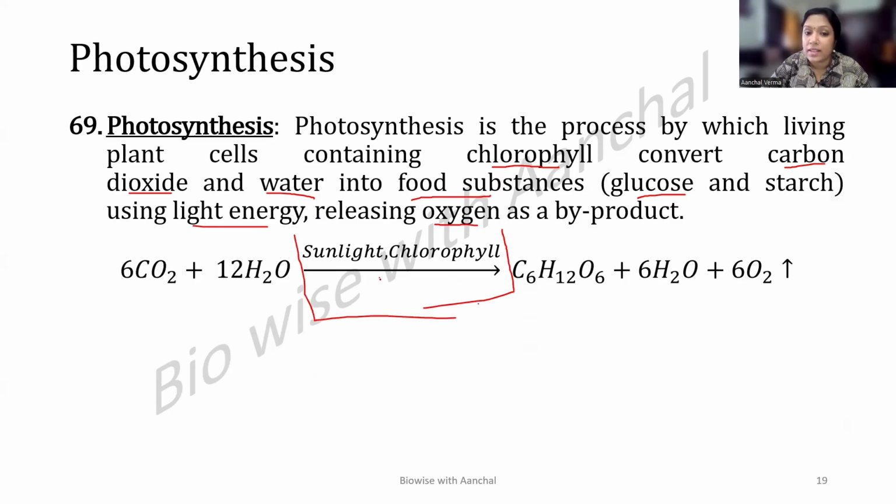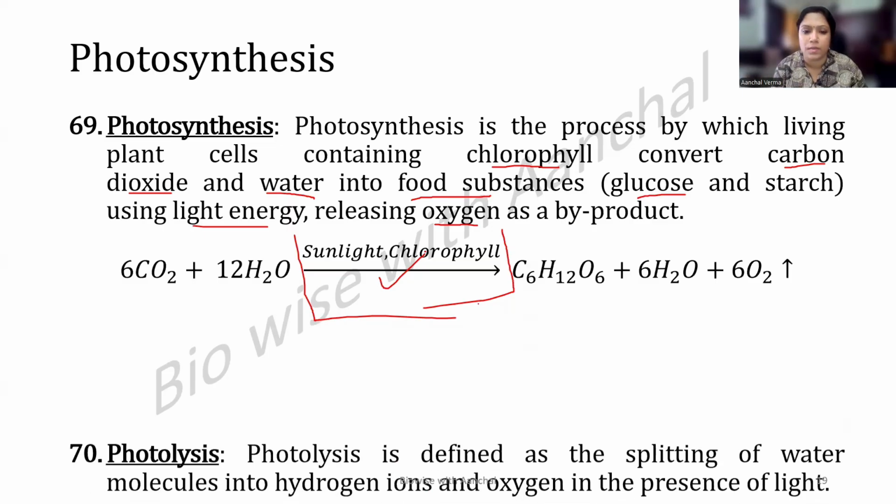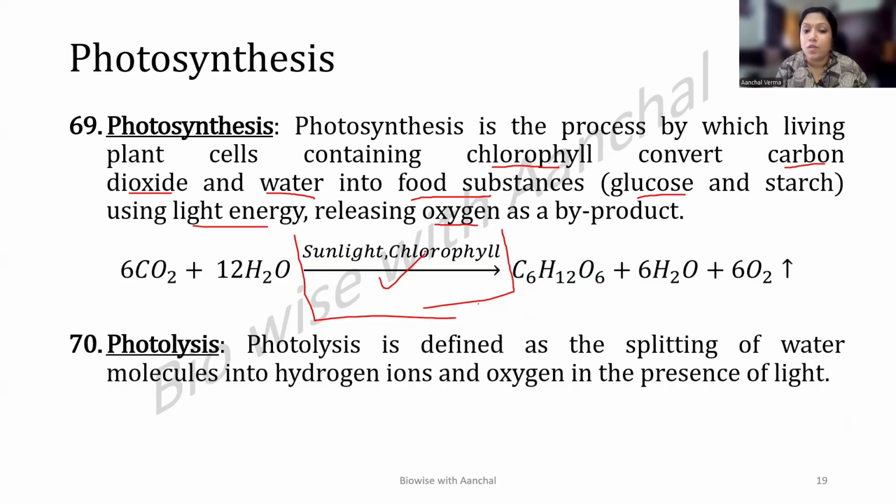That means writing this is compulsory to get 2 marks. If you don't write this, you will not get a single mark because photosynthesis is not possible in the absence of sunlight and chlorophyll. Photolysis. Photolysis is defined as splitting of water molecules into hydrogen ions and oxygen in the presence of light.